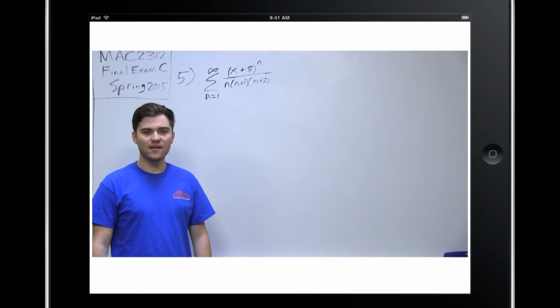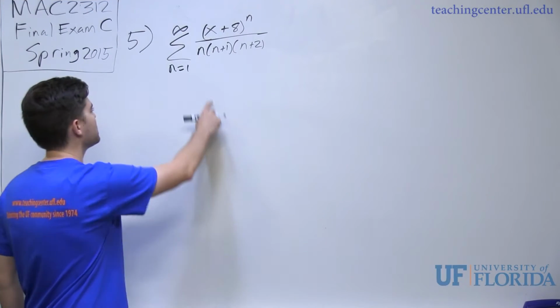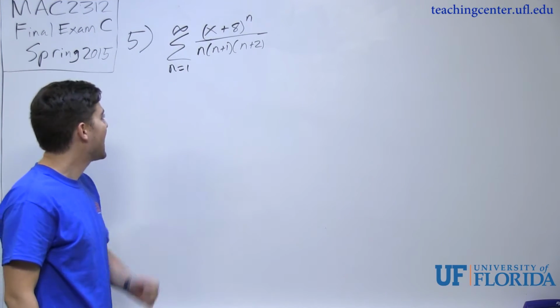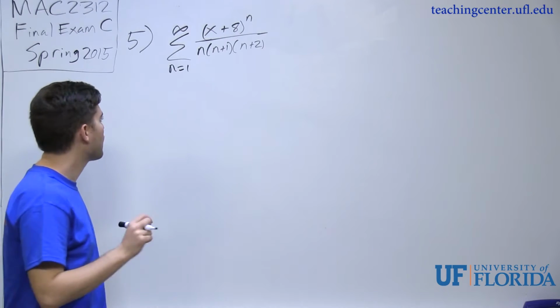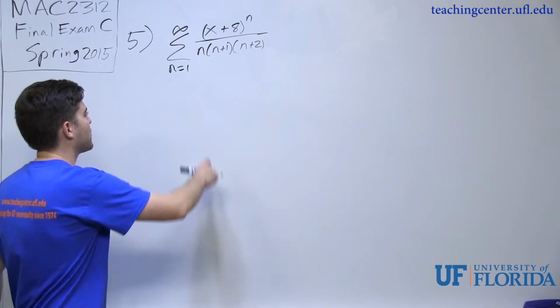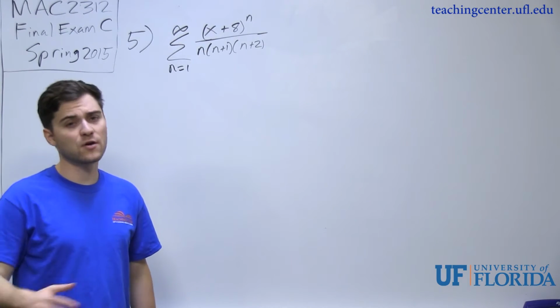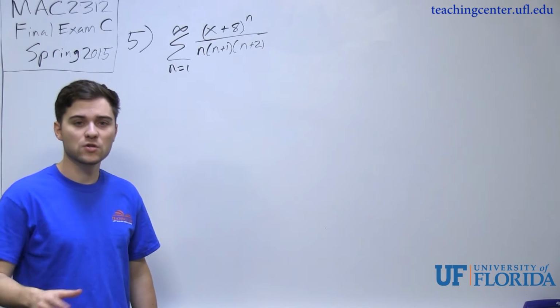So number 5 on the final exam is asking you to find the interval of convergence for a given power series. And it gives you (x plus 8) to the n over n times (n plus 1) times (n plus 2). So let's go ahead and try to figure out the interval of convergence. If we want to find the interval of convergence, first off we need to find the radius of convergence. So let's start by doing that.